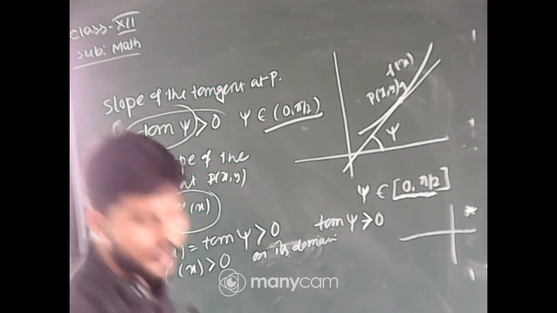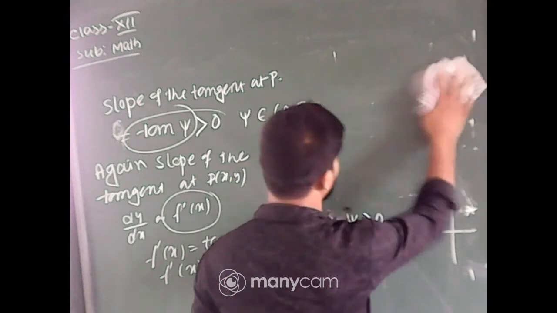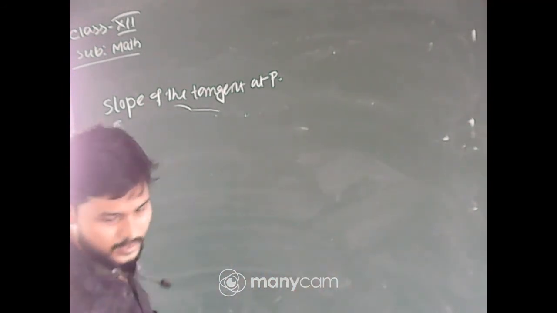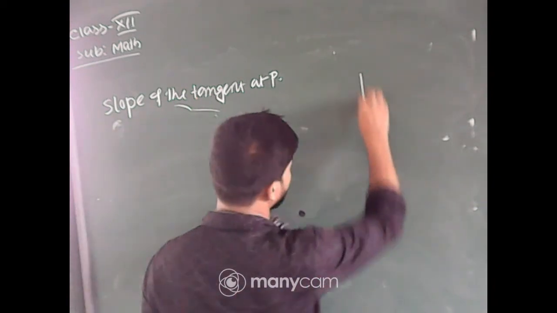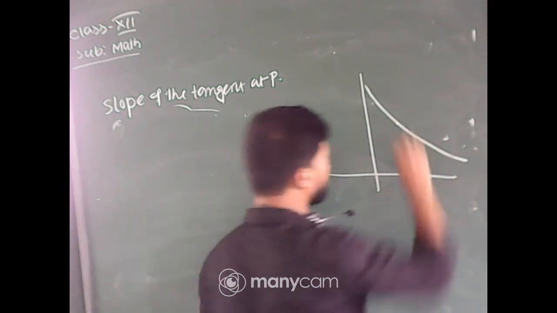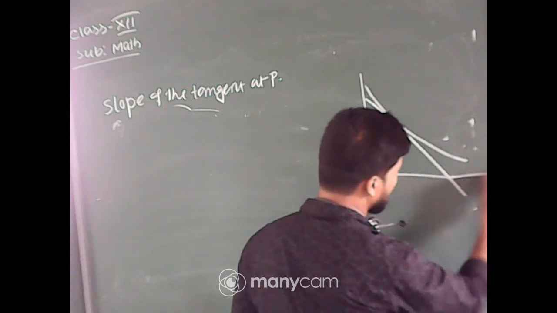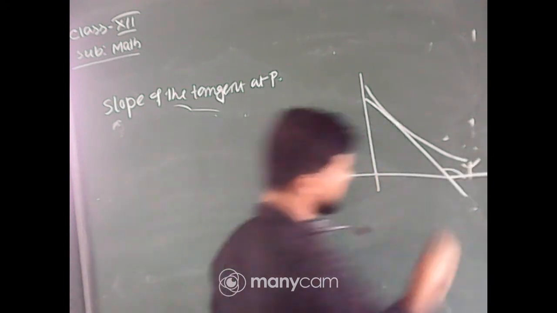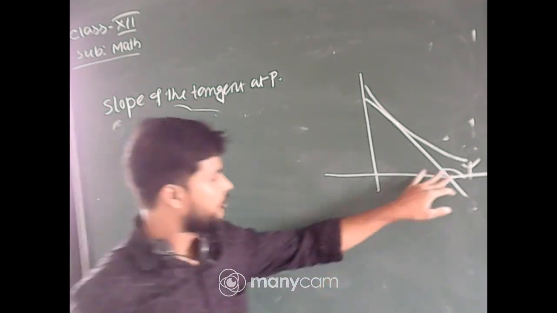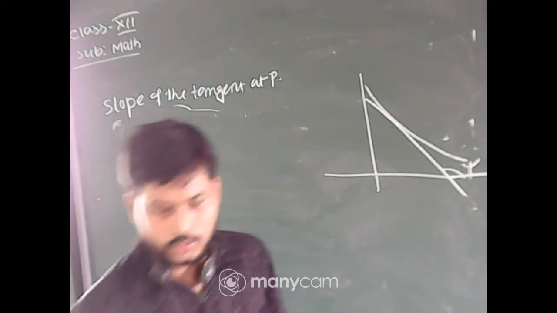Now we'll derive the second case, when the function is a decreasing function. When the function is decreasing, if we draw the graph, it will be like that. If I take any point here and draw a tangent at that point, and consider psi as the angle made by the line with the positive direction of the x-axis, the value of psi will be greater than 90 degrees, which means it is an obtuse angle.